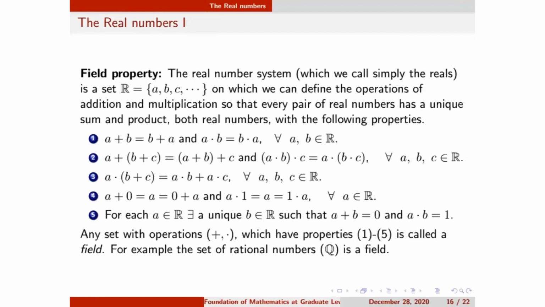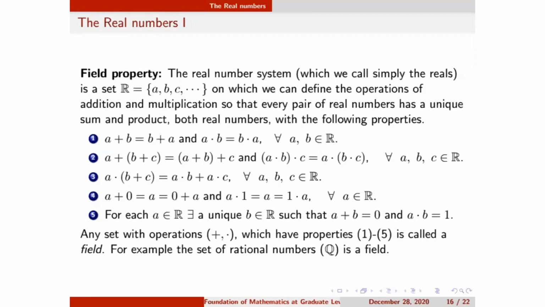The second property: if I'm adding three real numbers, I can put the bracket anywhere. The bracket won't affect the sum. So a plus b plus c is equal to, if I add a plus b together and then add c to the sum, I'll get the same sum. Similarly, in the case of multiplication, if I multiply three numbers, I will not care how I'm multiplying, which two are multiplied first and which two last. This property is called the associative property.